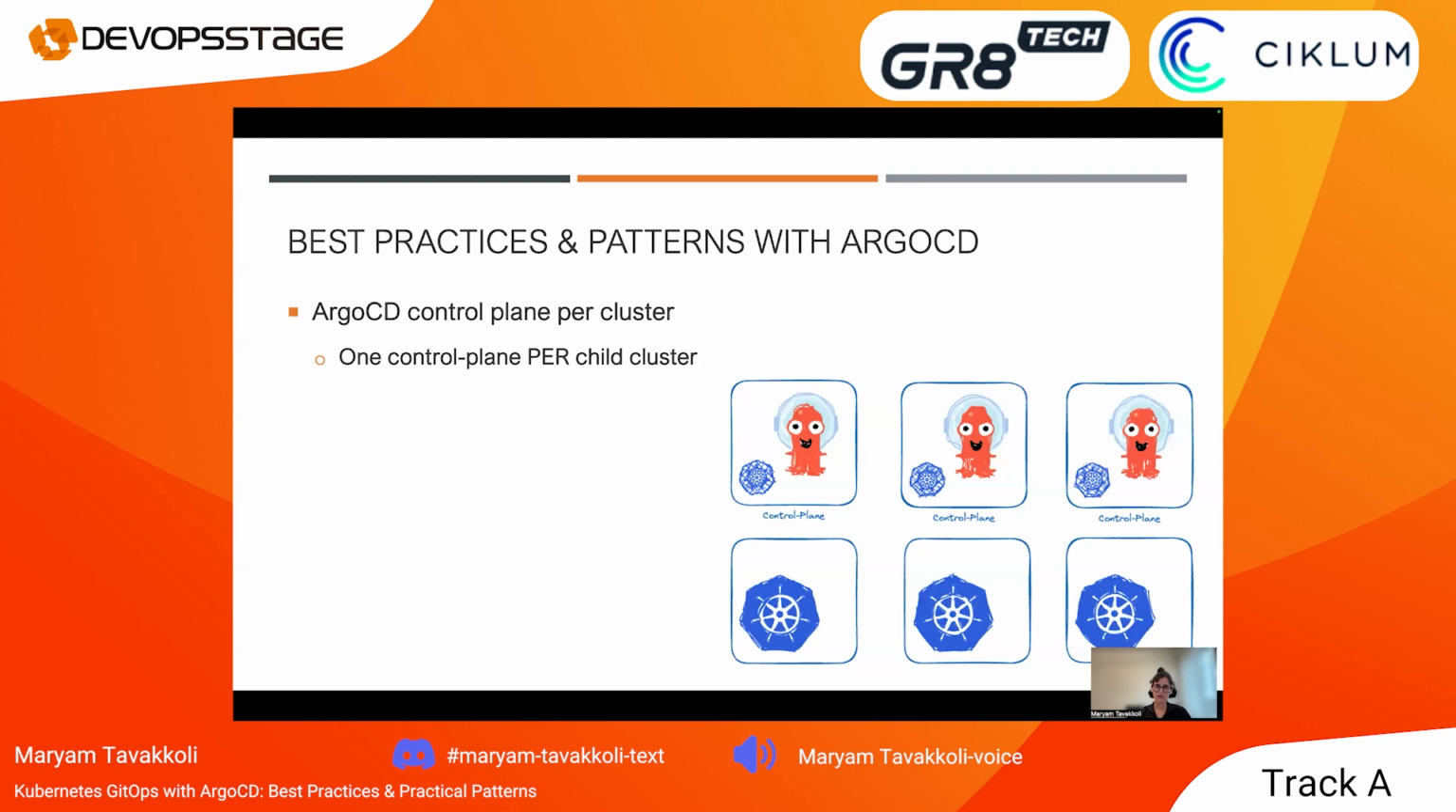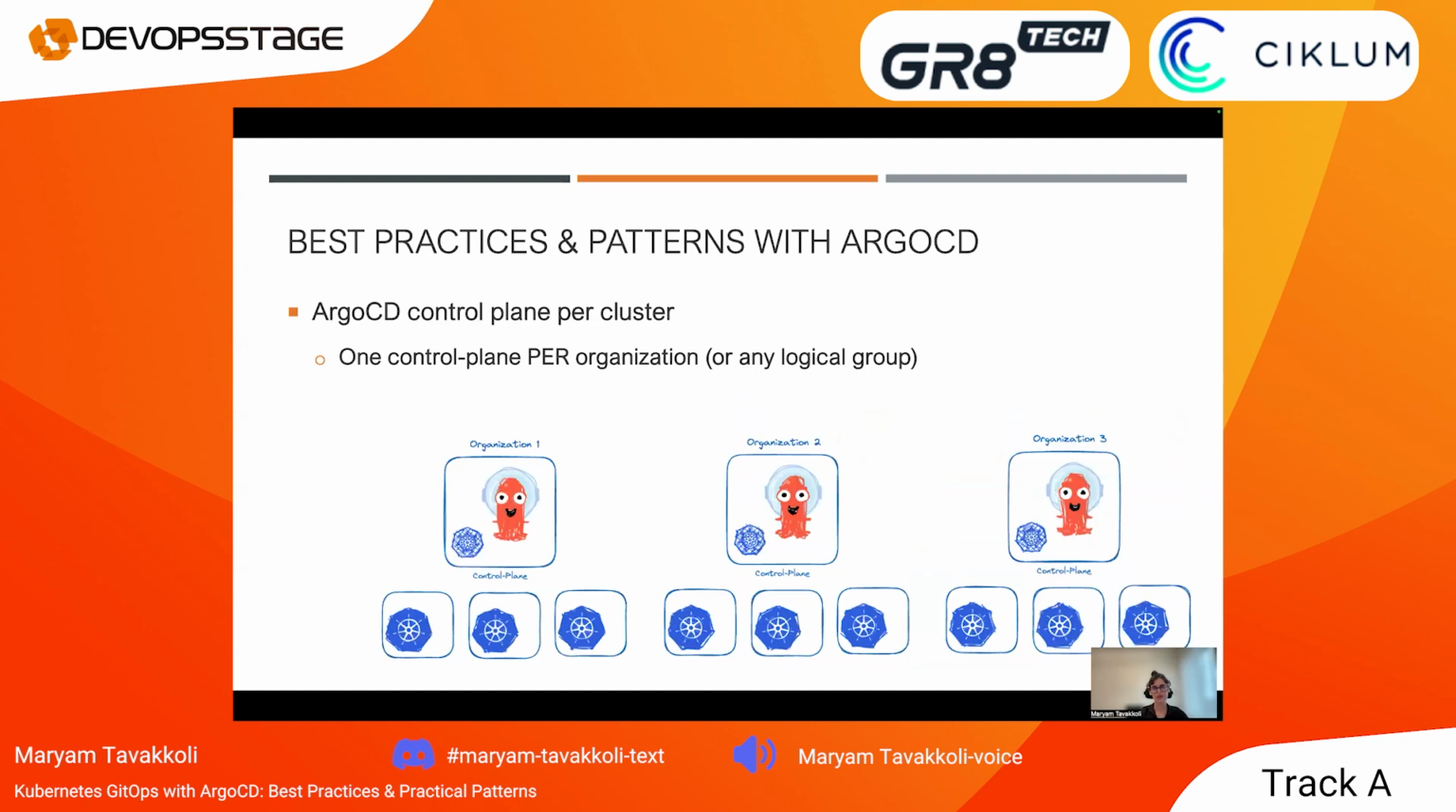So a trade-off might be the third approach, where you can have one control plane per logical group. This logical group can be an organization category, it can be based on teams or anything else. So you can have one control plane per organization and connect a few different child clusters to this control plane. And this is usually the way that it is done in production level projects, and many companies might be using this approach in a bigger scope.